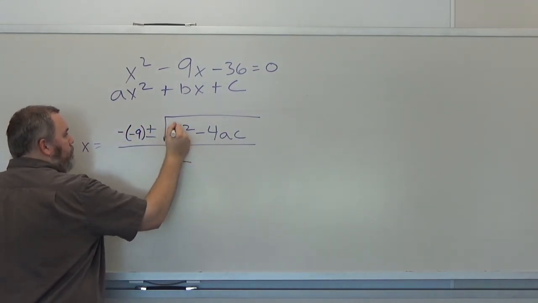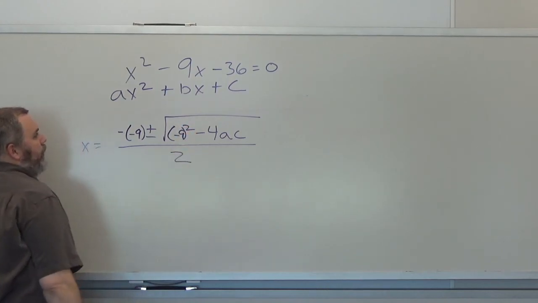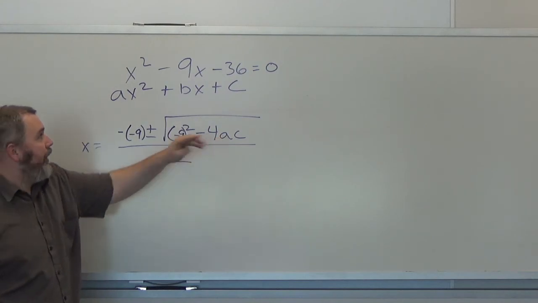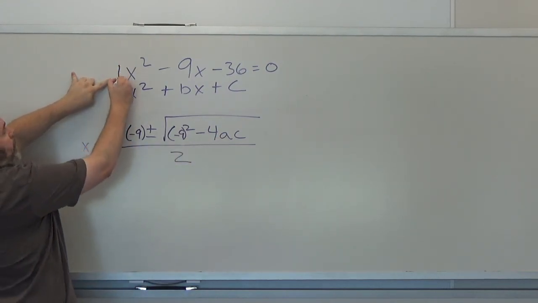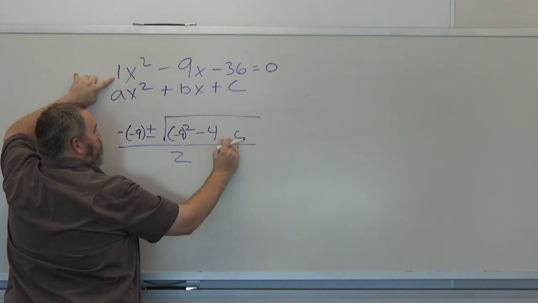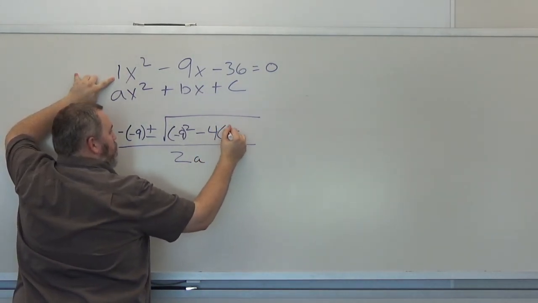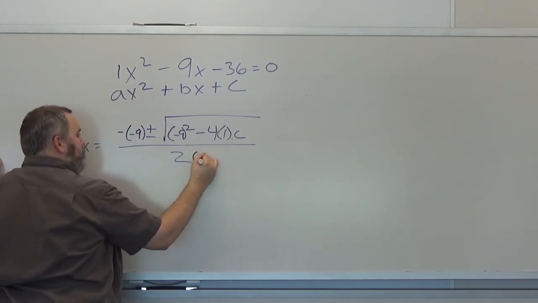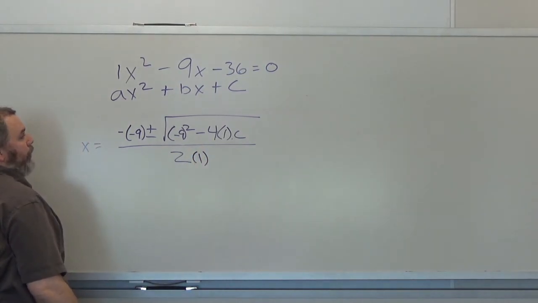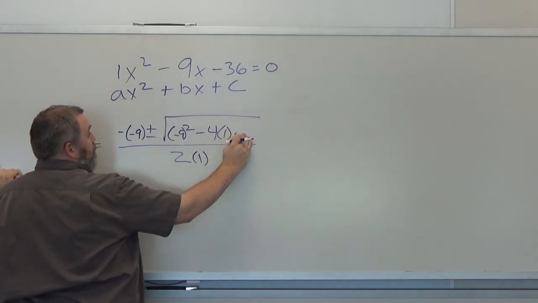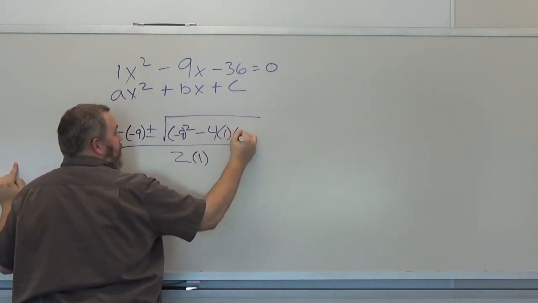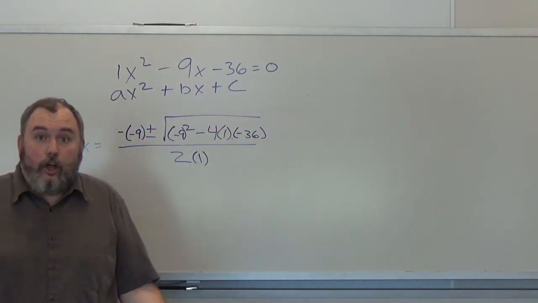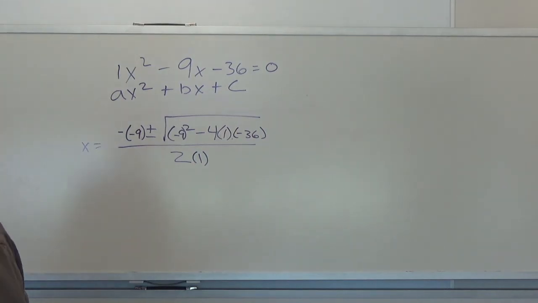Okay? Now, the next piece is a. So every time we see an a, we're going to plug in the number 1. And we do this one down here. And now every time we see c, which is just here, we'll plug in negative 36. All right, now we're going to solve this expression, this equation.